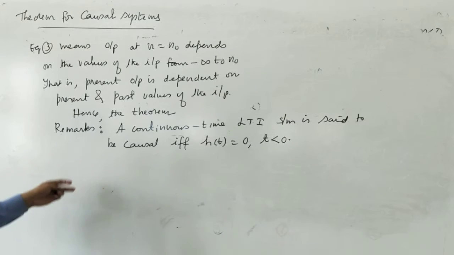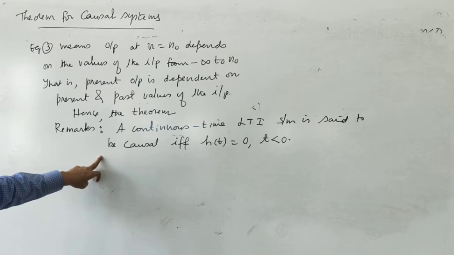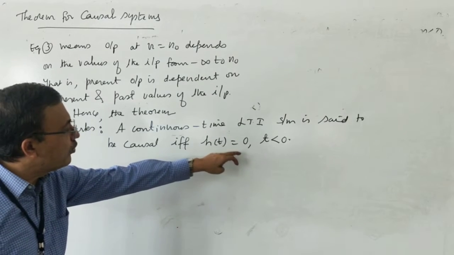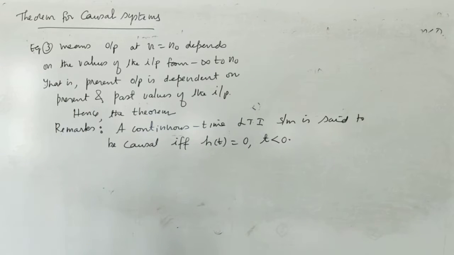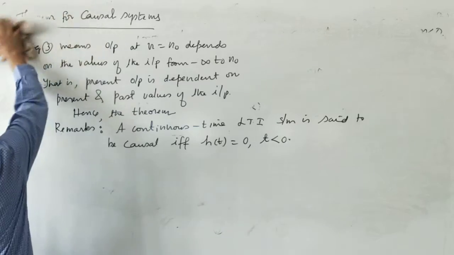A continuous time LTI system is said to be causal if and only if h of t equals 0 for t less than 0. Very, very important theorem. Most of the times asked in the examination.